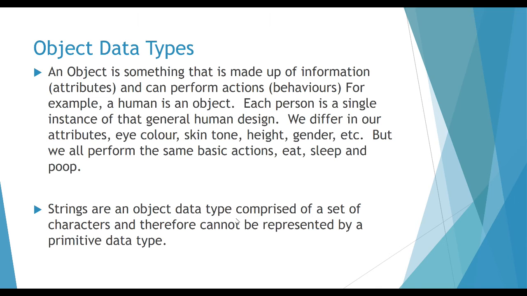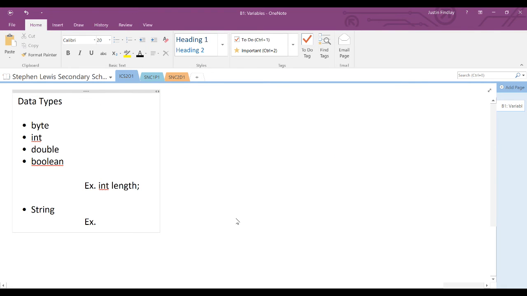Now, strings are an object data type comprised of a set of characters and therefore cannot be represented by a primitive data type. Declaring strings is very much the same as declaring the primitive data types, whereas we're using the type and then the identifier. It's the same for strings, except in this case, use capital S for String and then the identifier after that. So maybe something like username and then end with a semicolon.